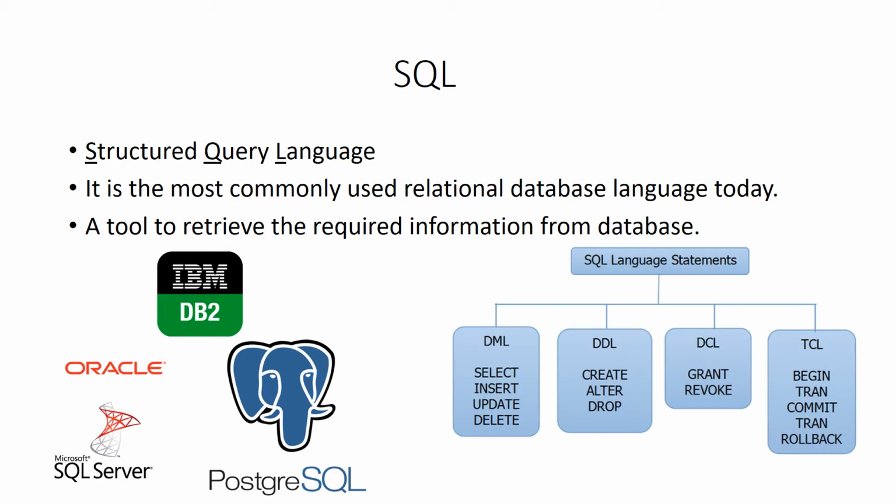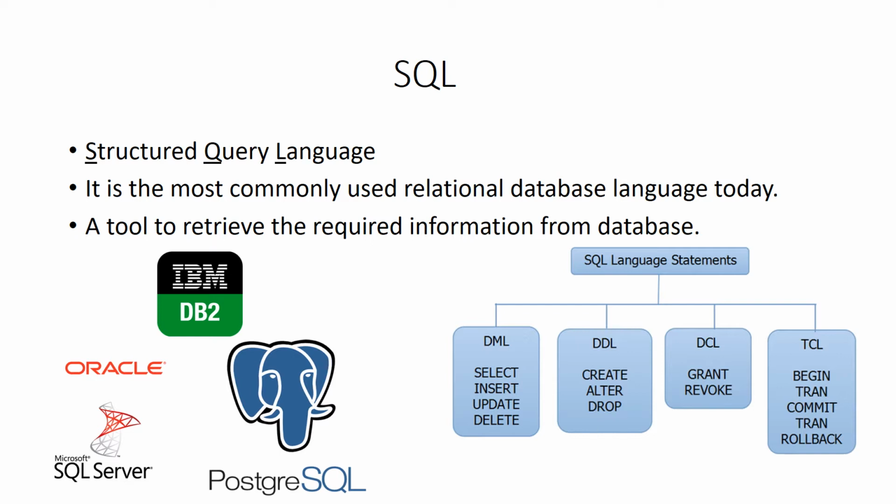There are four SQL language statements. First is DML, which stands for Data Manipulation Language. It is used to retrieve, store, modify, delete, insert, and update data in database. They are select, update, and insert. The second is DDL, which stands for Data Definition Language. It is used to create and modify the structure of database objects in database. Examples are create, alter, drop. Alter modifies the schema of the table and drop deletes the whole table.